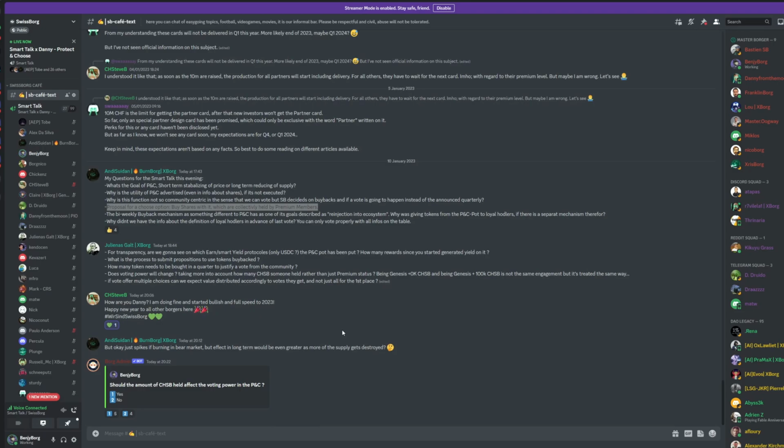The bi-weekly buyback mechanism is something different to Protect and Choose, and had one of its goals described as re-injection into the ecosystem. Why was giving tokens from the Protect and Choose pot to loyal holders an option if there was a separate mechanism before? I'm not sure I understand that well.